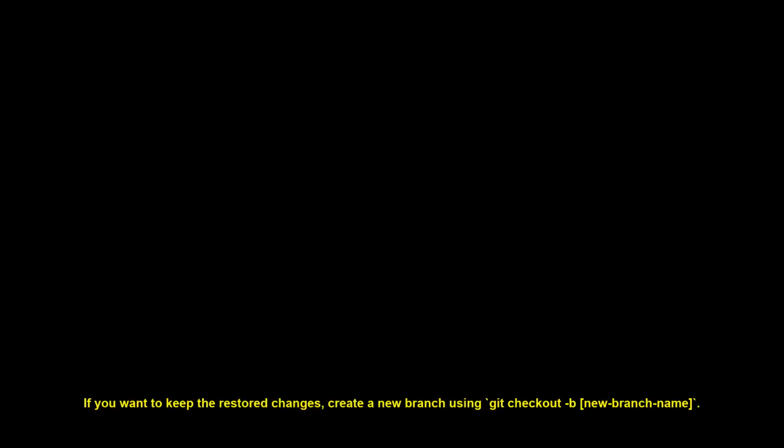If you want to keep the restored changes, create a new branch using git checkout -b new branch name. After you have restored your desired commit, consider pulling the latest changes from the main branch. You can do this by switching to your main branch with git checkout main and then typing git pull origin main. Lastly, merge your new branch back into your main branch using git merge new branch name.